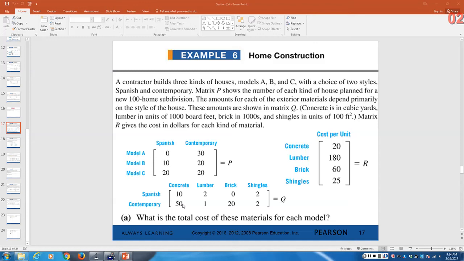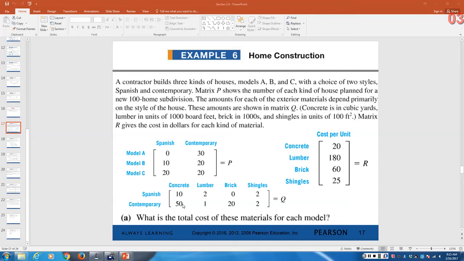So let's kind of talk through this to make sure we know what we're doing. Looking at the 30 contemporary Model A's, how many units of concrete, lumber, brick, and shingles, how many of those do they need for that model? I want Model A, say, contemporary. I would say you have to do the 30 times the 50, 1, 20, and 2. But I don't know. Okay, that sounds reasonable. And then would you do the same thing then for your 20 of Model B?